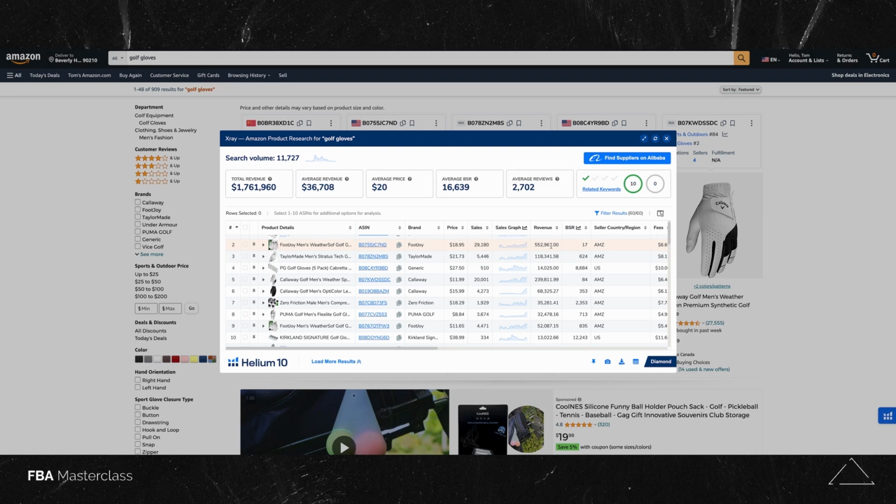And if you take a look at the revenues, this person's making $500,000 per month, $100,000 per month, $250,000 per month. So people are making money, right? And you can also see that the lower the BSR, 17, this means in the sports and outdoors category, they're the 17th best seller. They're making so much money, right? So the lower the BSR, the more the revenue, usually in most cases.